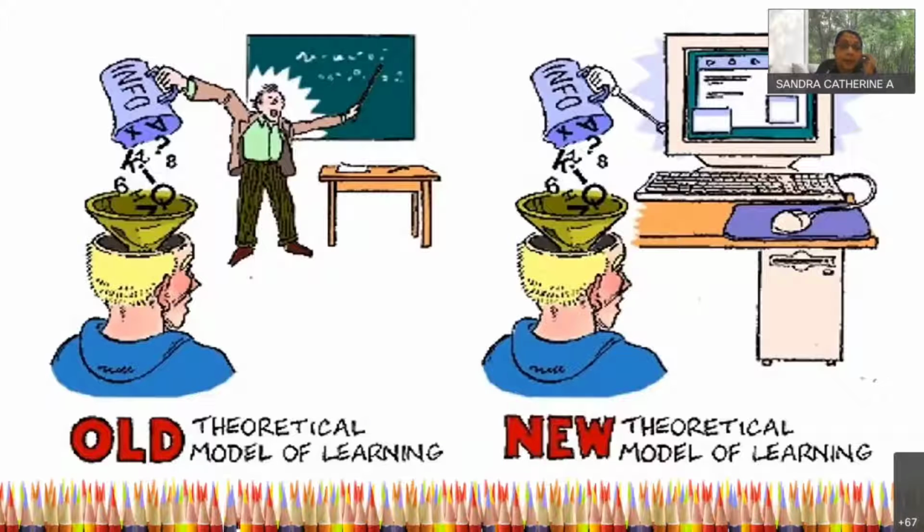Okay, so this is a very common figure. This is what traditional or teacher-centered learning has been, where the students just acquire all the knowledge from the teacher. But now the teacher has become the Google or internet. Students just have to Google all the information. So this is the new theoretical model of learning. So we have to shift from giving the traditional teaching and learning to student-centered learning.